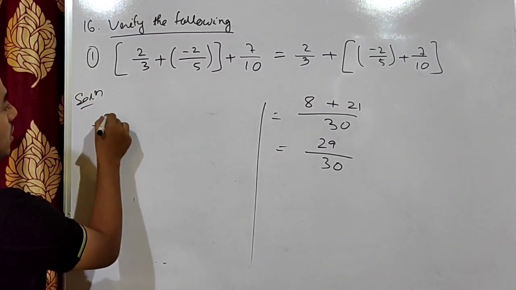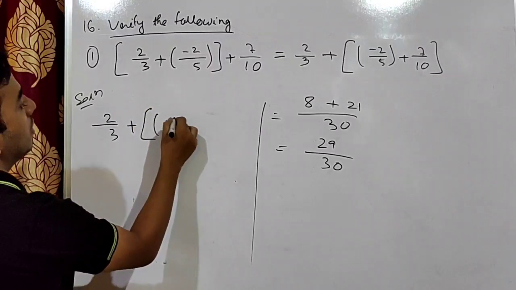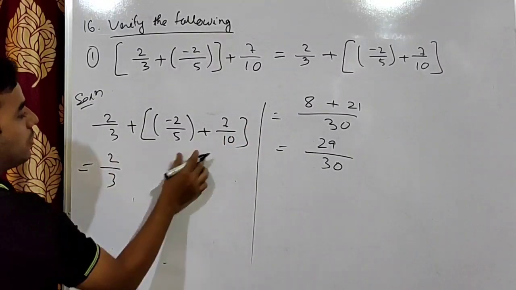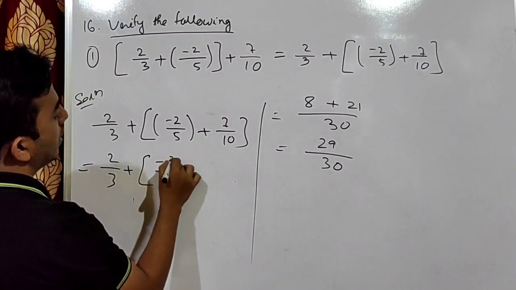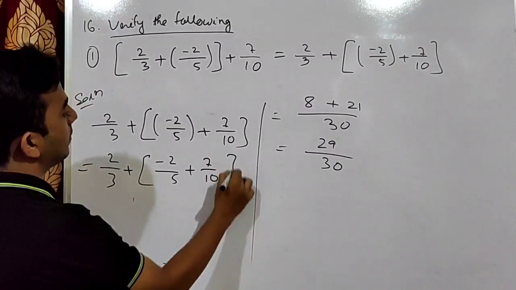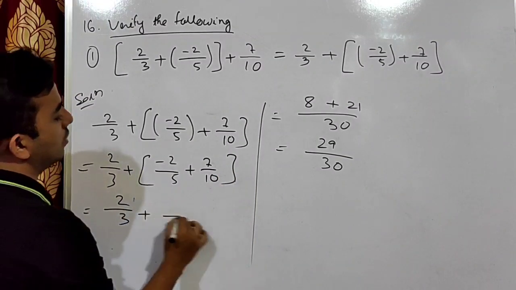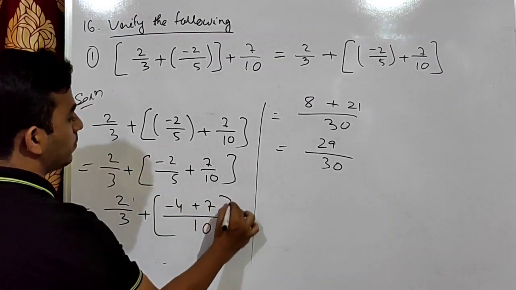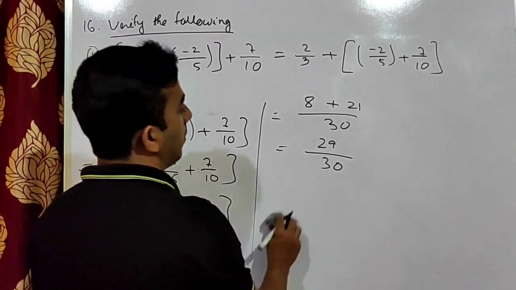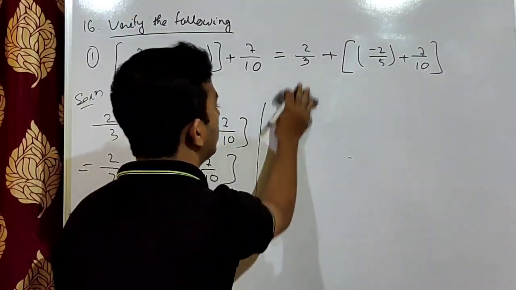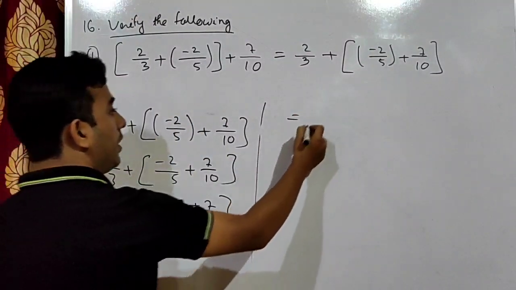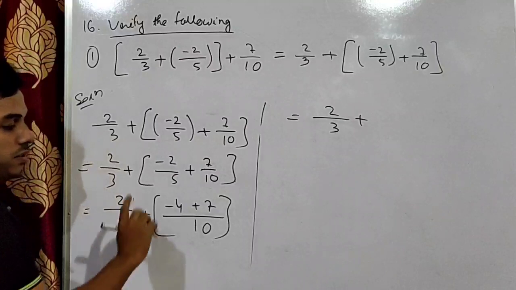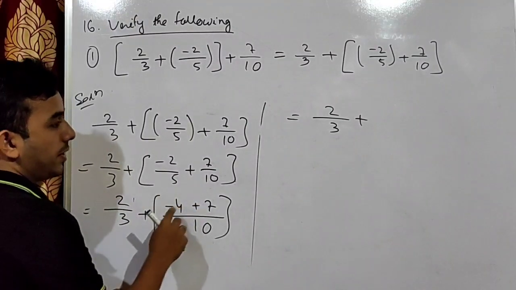So our RHS is 2 by 3 plus minus 2 by 5 plus 7 by 10. Clear? So first of all we have to solve this part, minus 2 by 5 plus 7 by 10. If we take the LCM it will be 10. So minus 4 plus 7. Clear? Okay. Remember our LHS is 29 by 30. Now we write 2 by 3 plus minus 4 plus 7, plus minus is minus, but the greater number is 7, so it will be positive. So 7 minus 4 is 3.